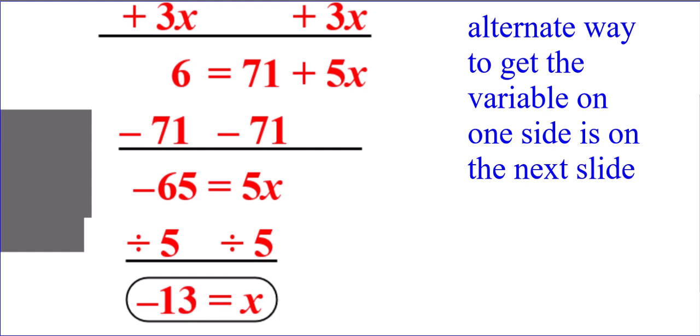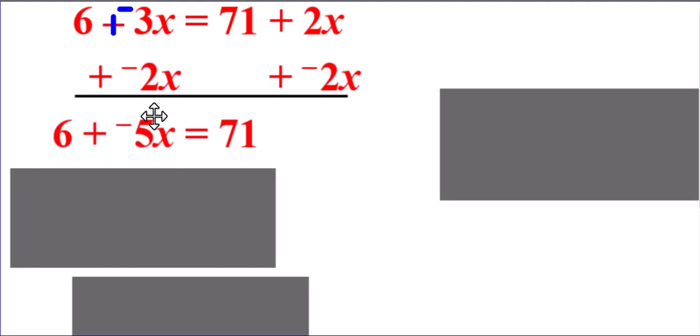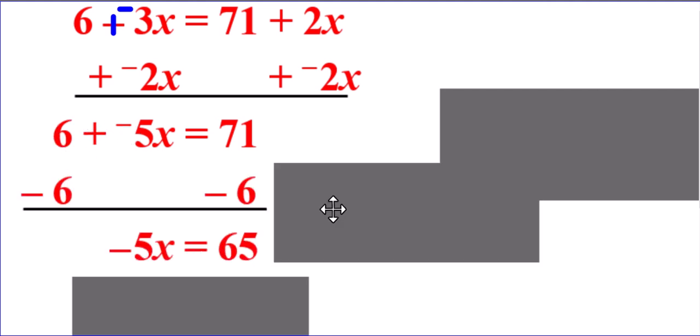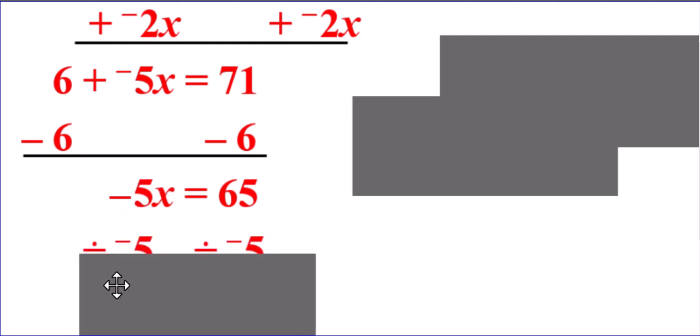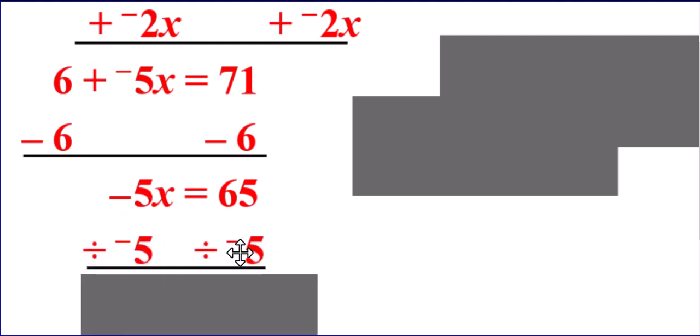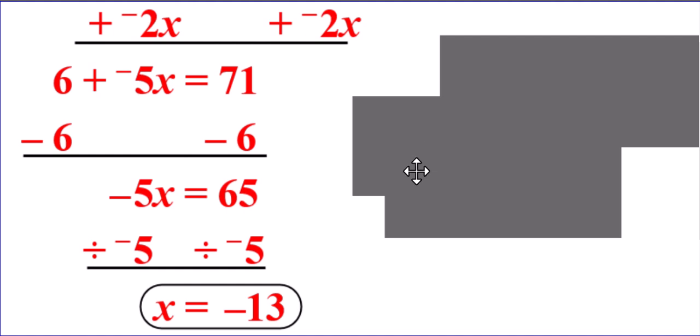Feel free to hit pause if you need to make corrections or need to look at it a little bit longer. If you did it the other way, where you added by negative 2x, you'll get negative 5x on the left. Your variable eliminates from the right. Inverse of adding by 6 is subtracting by 6. That's going to give you 65. Inverse of multiplying by negative 5 is dividing by negative 5. I hope that's what you did if you had the negative 5x on the left. That's going to give you negative 13, which was the same answer that I had from the other way of doing this. Feel free to hit pause if you need to fix work or check things longer.